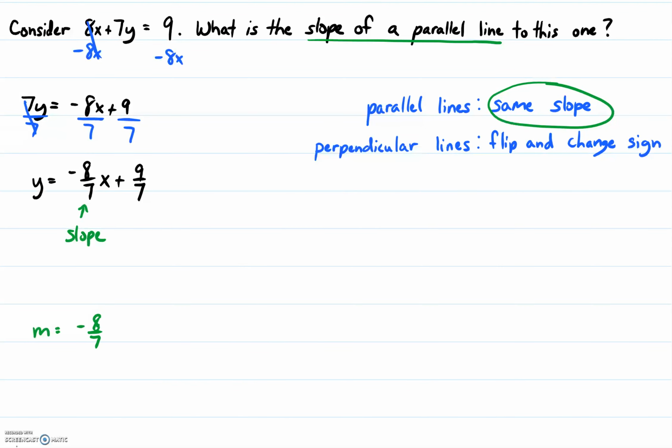So if we wanted to know what the slope of a perpendicular line would be, then we would flip it and change the sign. So those are the two cases depending on what the problem asks you to do. But this is the easy case, the parallel. You don't have to change it. All you had to do was solve for y to figure out what it was.